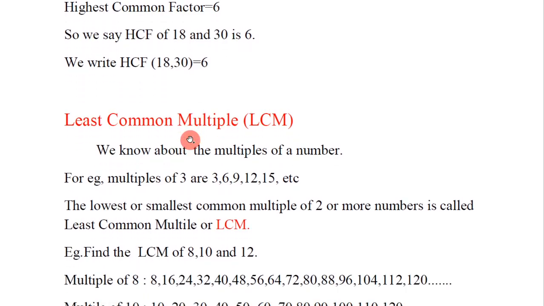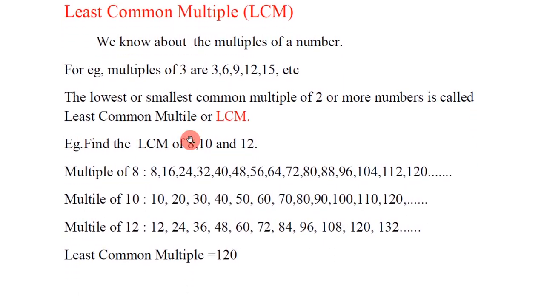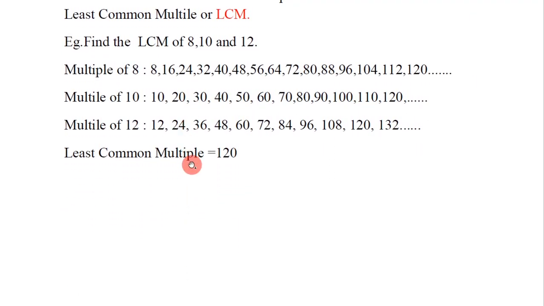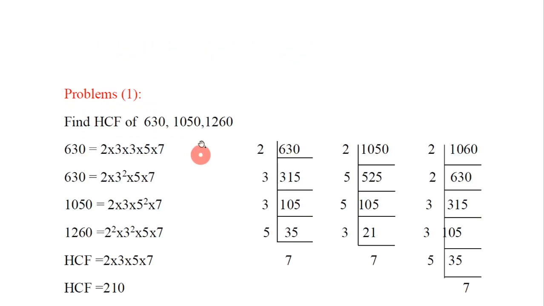But when the numbers are too large, that is, it is of 3 digits or more than 3 digits, then it is not easy to write all the factors, or it takes too much time to write all the factors of those numbers. So for that, what we do is we write each number as the product of prime numbers.